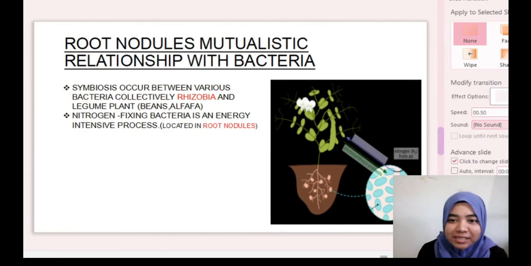Okay, so this is the last explanation from me. There are 2 adaptations. The first is the mutualistic relationship of root nodules with bacteria. Symbiosis occurs between various bacteria, collectively rhizobia, and legume plants such as beans and alfalfa. So in the root nodules, they have bacteria, and the bacteria do nitrogen fixing.